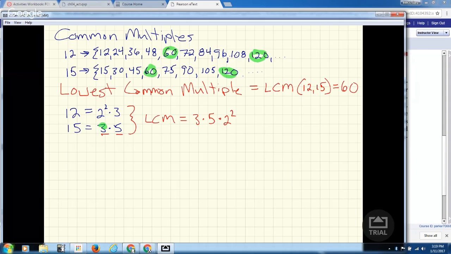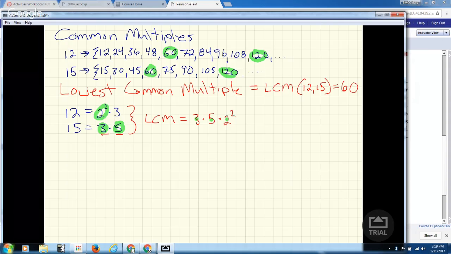All right, so what did I grab here? Looking at this, I first grabbed the 3, and then I grabbed the 5, and 12 said you need a 2 squared. If I try to get rid of the 3, both 12 and 15 are unhappy. If I try to get rid of the 5, unhappy again, 15 will be unhappy. And if I try to get rid of either of those 2's, 12 will cry. Say, hey, no, I need that. So to build a common multiple, I have to use the same prime factors as the numbers I start with.